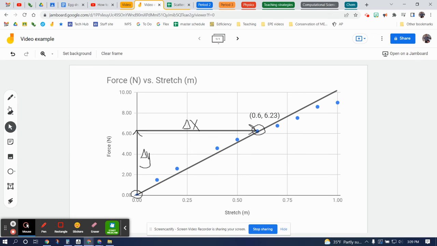So my change in y is going to be that 6.23. So from here up to here is 6.23. And then my change in x from here to here is 0.6. I always use 0, 0 as one of my 2 points. It makes everything easier. Plus, I know it goes directly through 0, 0. It's not directly through the middle of it, but it's pretty close. So we'll use it. So finally, to get my slope.